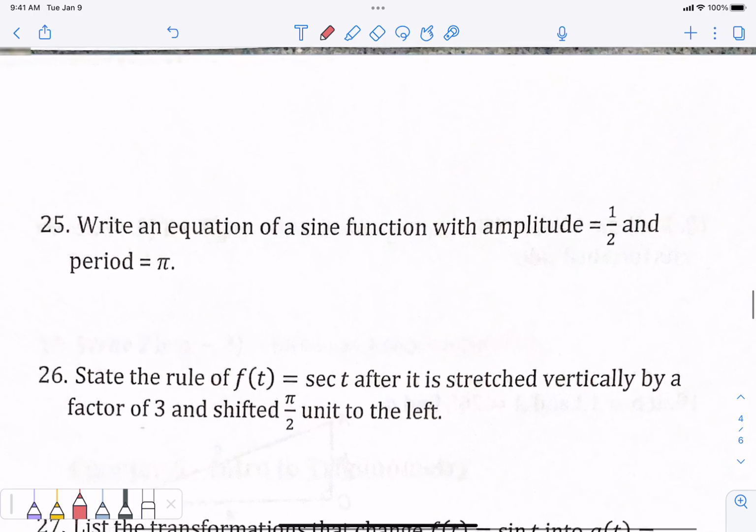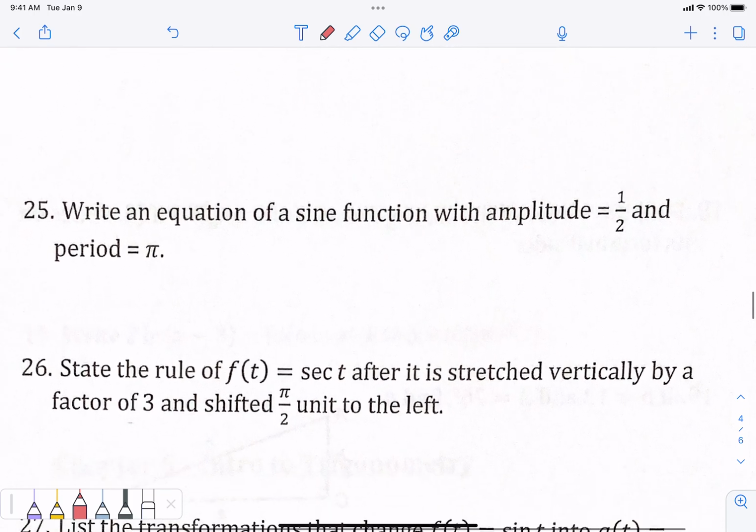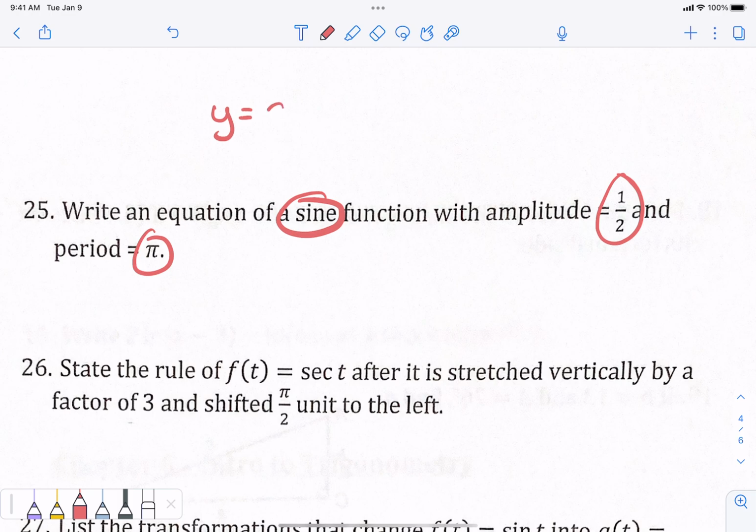Number 25. These are the hard ones. We're writing a sine function. It has an amplitude of 1/2 and a period of pi. Okay, y equals a sine of bx minus c plus d. Okay, amplitude is 1/2. What does that affect? A. This is 1/2, right? It just plops in there. But the period is pi.